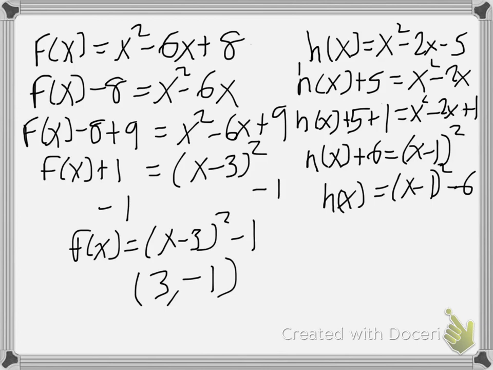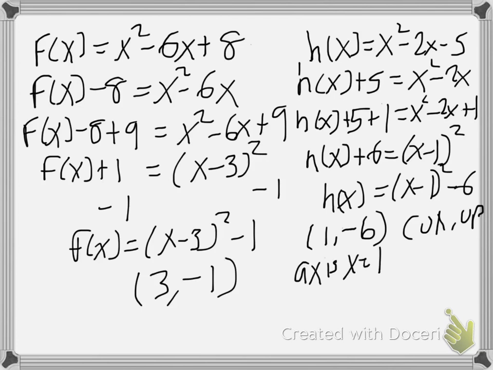Okay, so where is my vertex? Well, my vertex is going to be 1, negative 6. Okay. What's my concavity? Well, A is positive, so it's concave up. Concavity is up. Okay. The axis of symmetry is x equals 1. Okay. So again, I'm going to have a minimum at y equals negative 6.